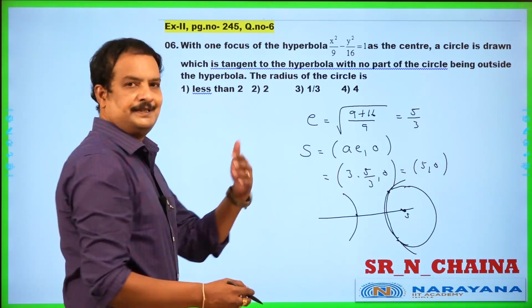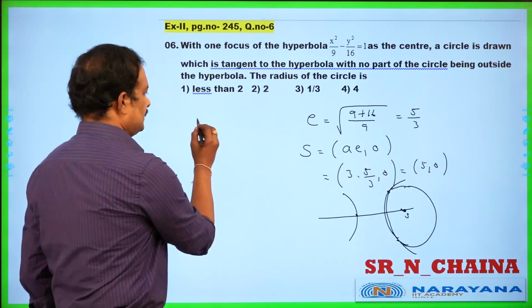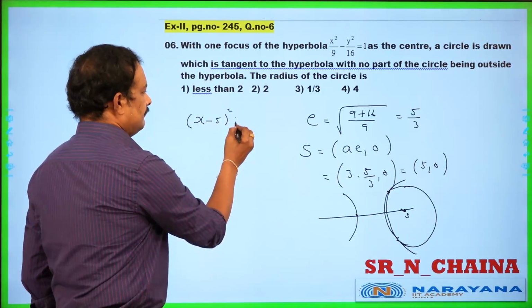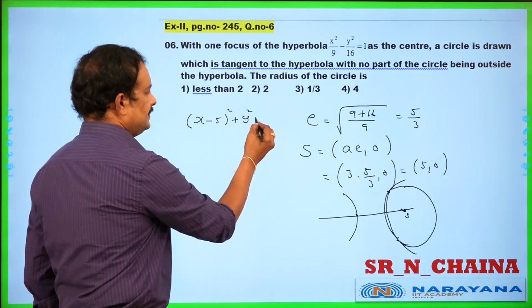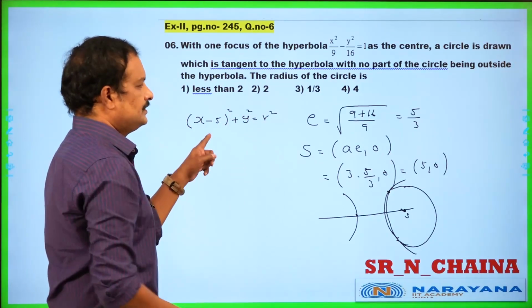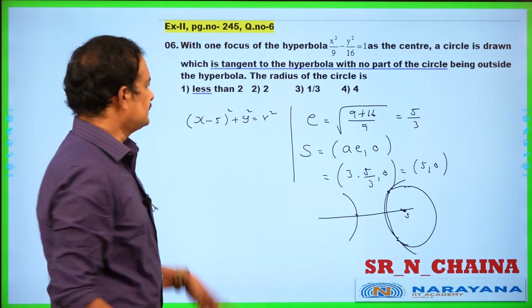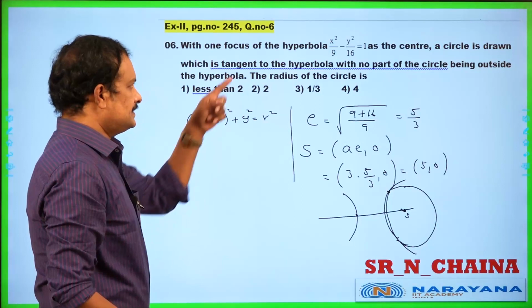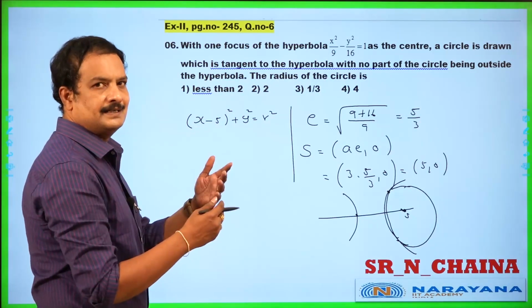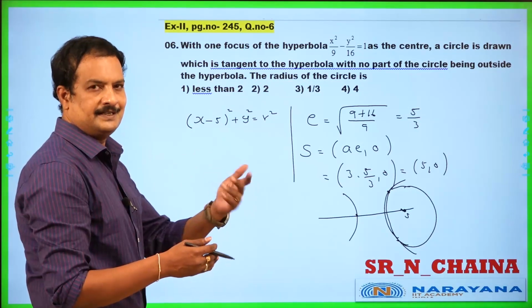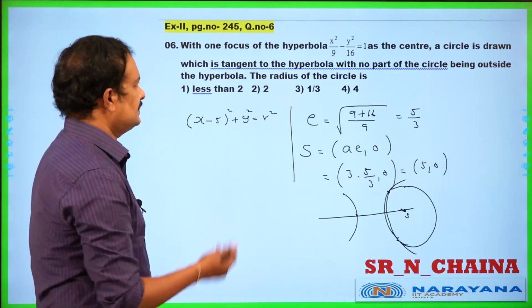Since S has been taken as the center, equation of the circle can be taken as x minus 5 whole square plus y minus 0 whole square, that is y square, equal to r square. This is the equation of the circle with S as the center. Now, it is touching that one. So, in this case, let us eliminate either y square or x square, any one. Then radius should be equal to 0. So, let us take the y square value.